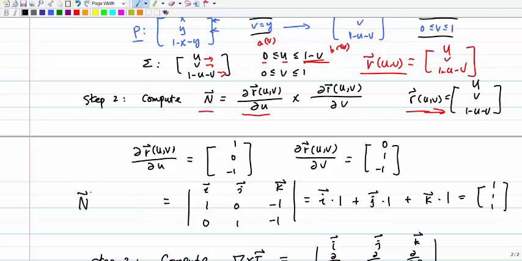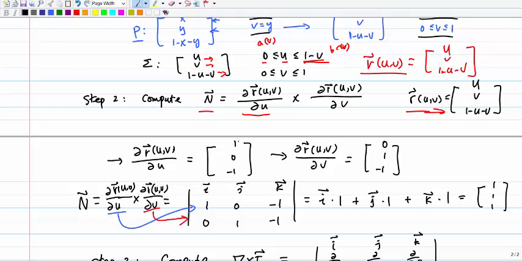So n is partial r over partial u, cross partial r over partial v. I just ignore the unit vector; this is a unit vector. The partial r over partial v we already computed right over here. According to the cross product definition, you put i, j, k as the first row, then whatever numbers you have here as the second row, and whatever numbers you get over here as the last row.